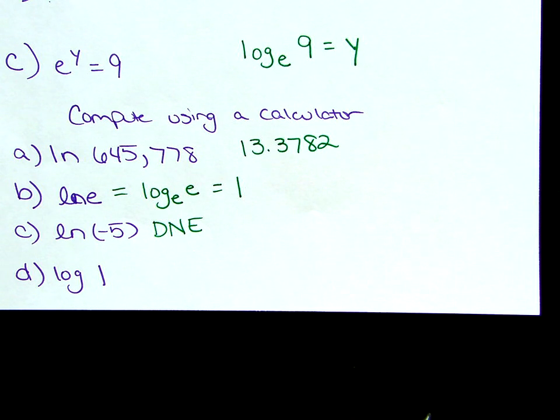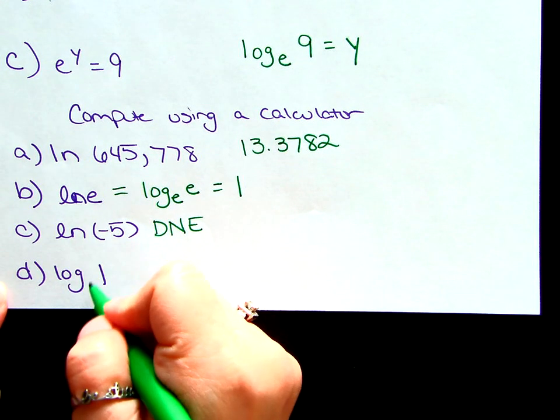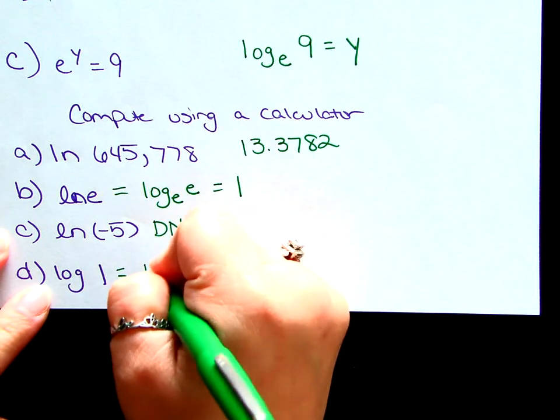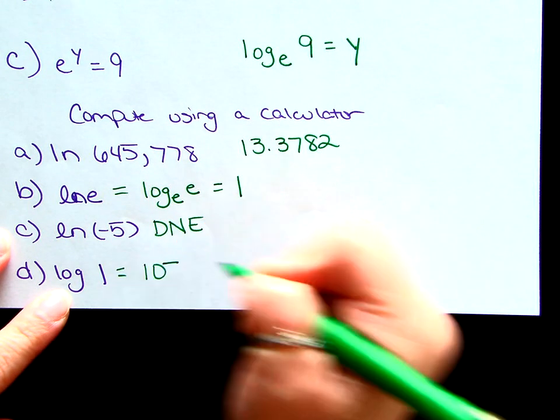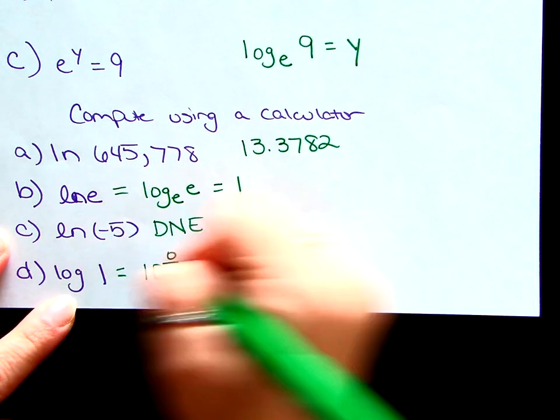And then the last one, log of 1, that is one of our special rules. The log of 1 is what? And if you don't know, you can type it into your calculator. It is 0. Because this is our common log, right? There's no base written down here, so that means we assume that the base is 10. So 10 to what power is going to give me 1? 0. So that means log of 1 is 0.